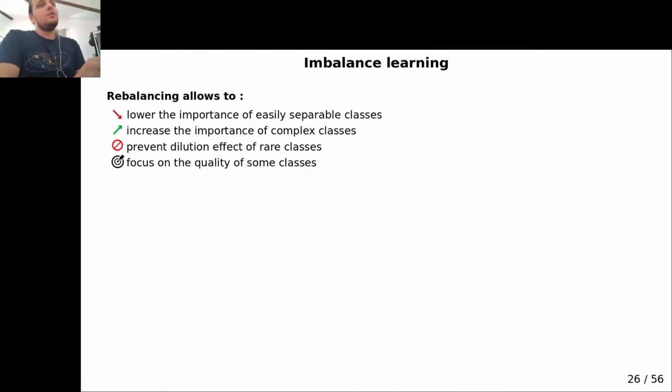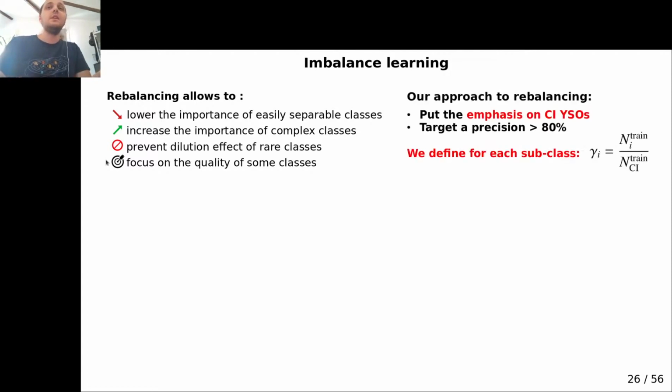Rebalancing will allow us to do a few things. It will allow us to lower the importance of easily separable classes, to increase the importance of complex classes, to prevent dilution effects for rare subclasses, and also to focus on the quality of some subclasses. In our case, just like in any classification study, we have to put the emphasis on what is most interesting for us, and in our case it was to have the class 1 WISOs with both a good recall and a good precision, and by good precision we mean a precision above 80%.